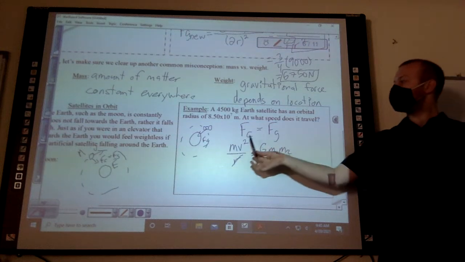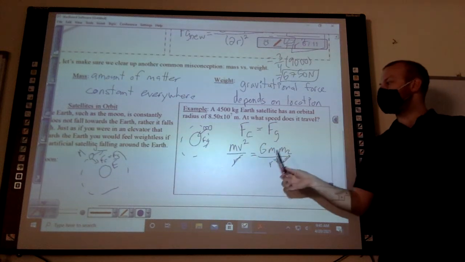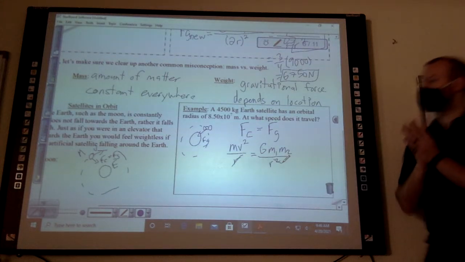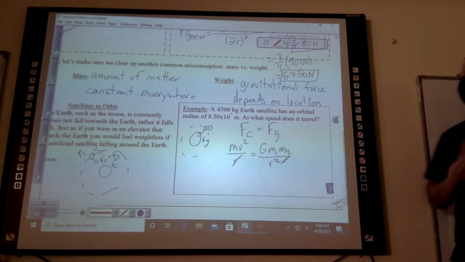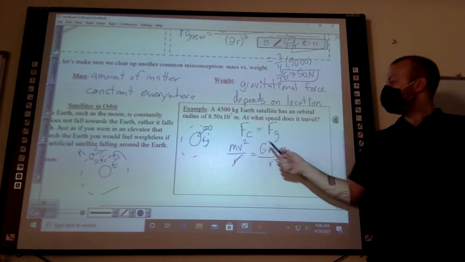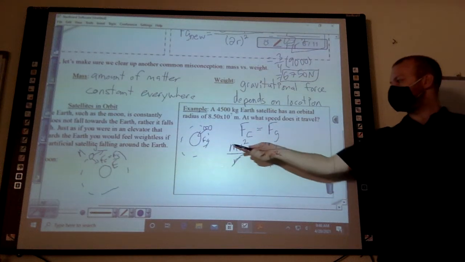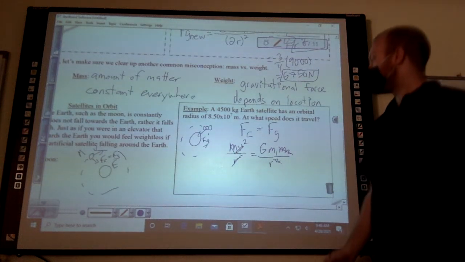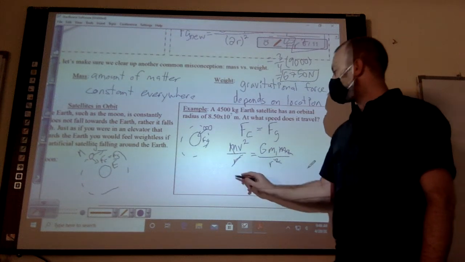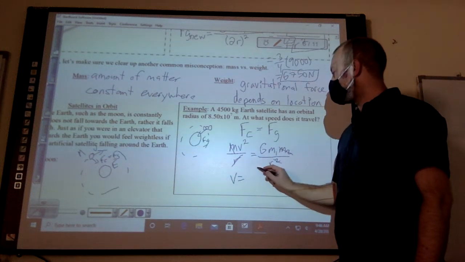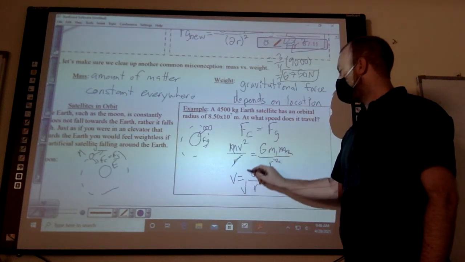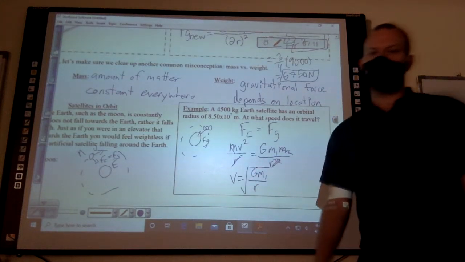So which mass is this? Is this m1 or is this m2? Either. It makes a difference. This is the mass of the satellite, so traditionally that's m2. So we actually don't need the mass of the satellite. You'll find this is a common occurrence. So in order to solve this, v, our speed, is G m1 over r, and I need to take a square root in there.